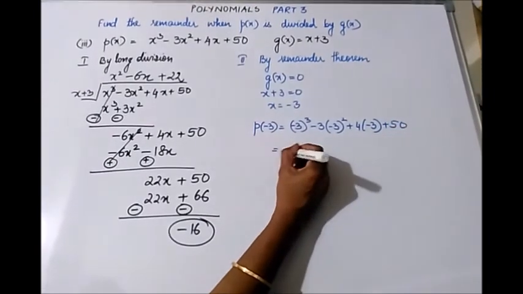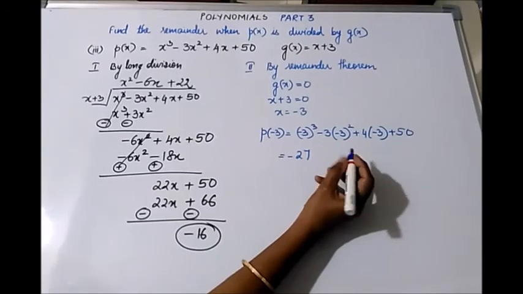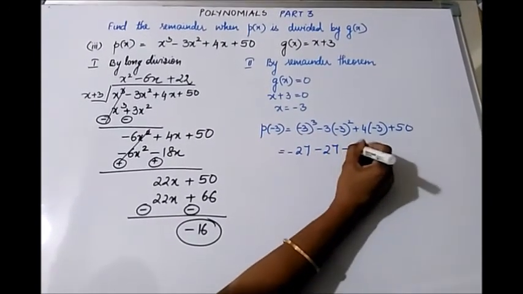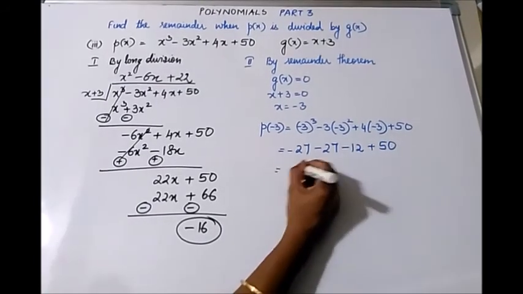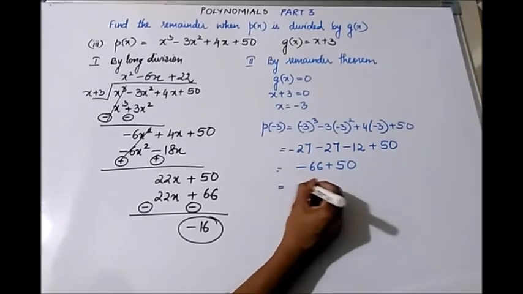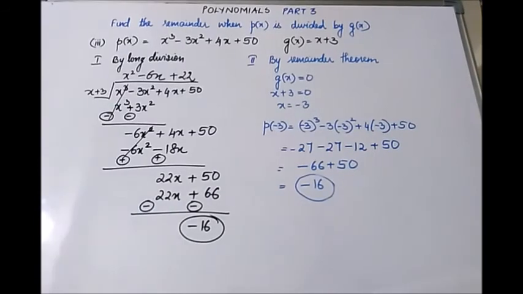This will give us minus 27, minus 27, minus 12 plus 50. This will give us minus 66 plus 50. That is equal to minus 16. So here also we get the same remainder, minus 16.